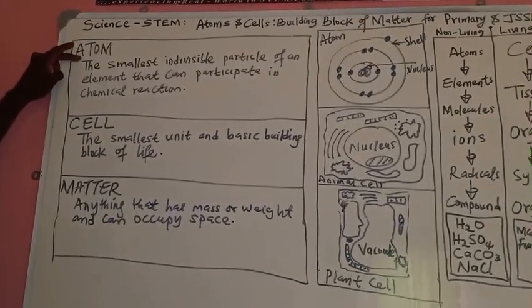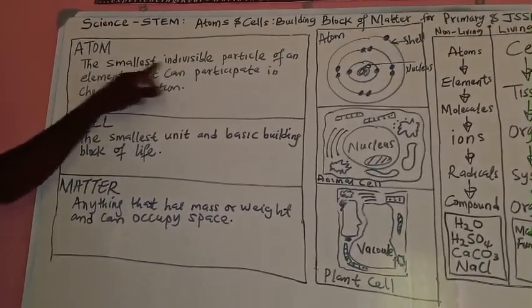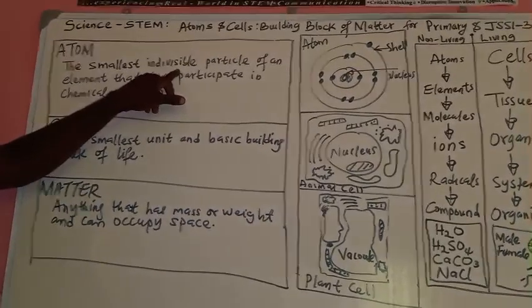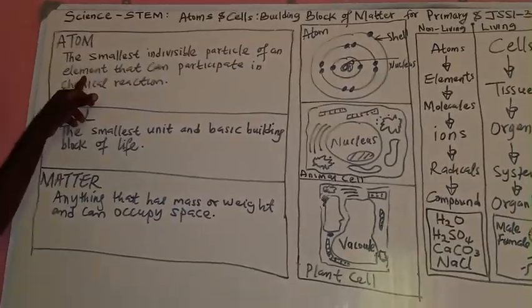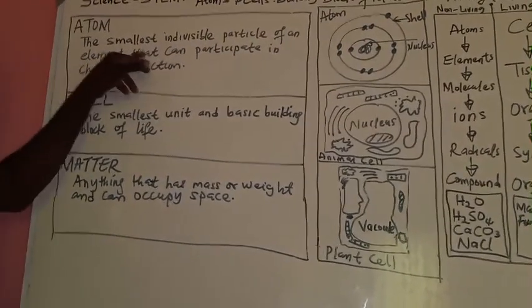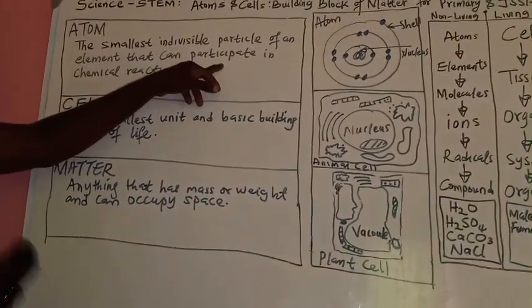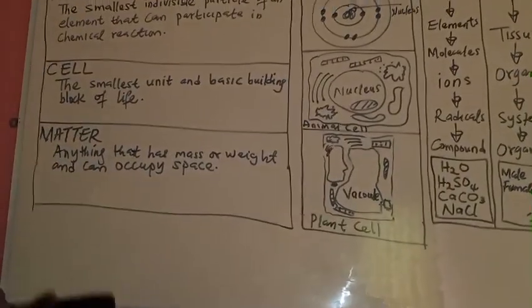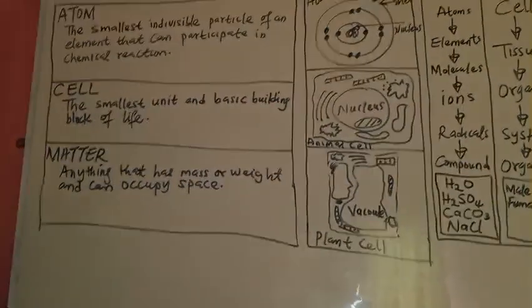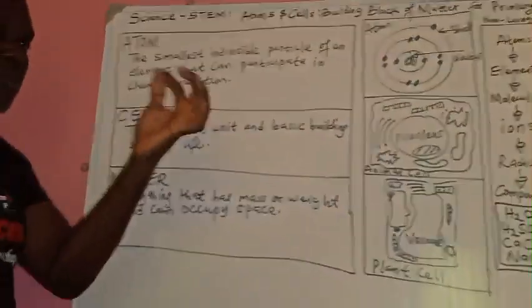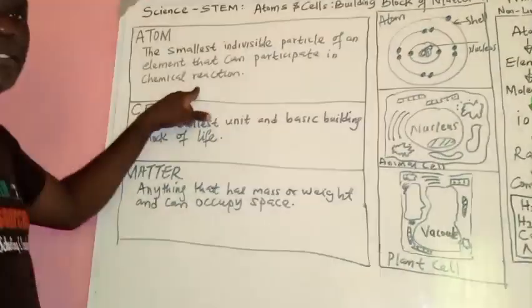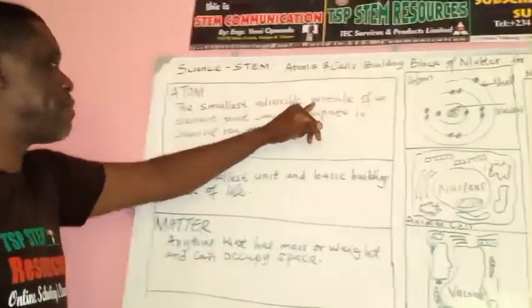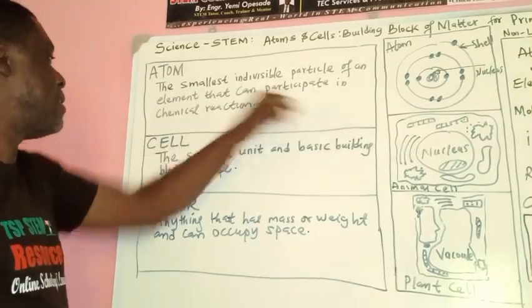By definition, an atom is the smallest indivisible particle of an element, or of a substance, that can participate in chemical reaction. For example, all the cooking processes that take place in your kitchen are reactions. Every one of those ingredients, the maggi, the salt, the water, can be rendered to atoms, the smallest part of those ingredients. They participate in reaction. So I take that again: an atom is the smallest indivisible particle of an element that can participate in chemical reaction.